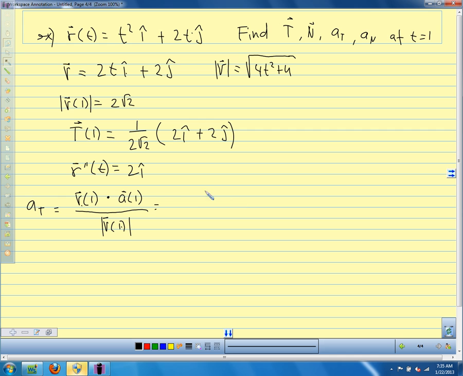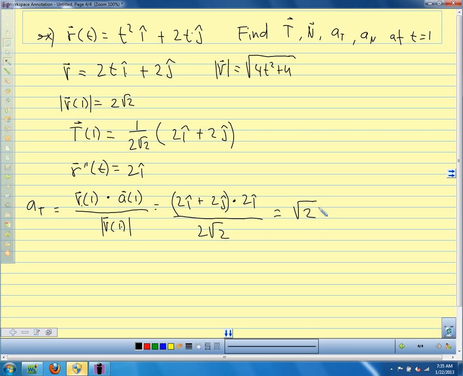When I do this, I get 2i plus 2j dot 2i over 2 square root 2, and I get square root of 2. So my tangential component of acceleration is square root of 2, whatever my units would be, meters per second squared. So there's my tangential component of acceleration.